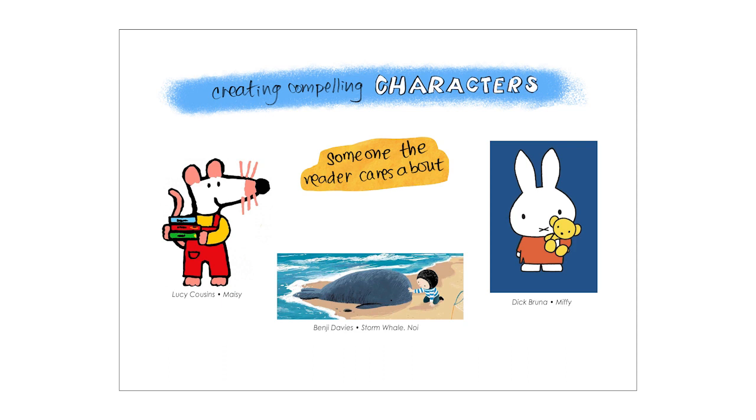I think lots of the traits we're going to talk about all help to make you care about that character. You've ultimately got to care about the character. And like you said, Benji Davies' Storm Whale, we care about little Noe, who's found this whale on the beach. Well, I think we also care about the whale. So we tie with their stories. So you make that connection. Yeah.